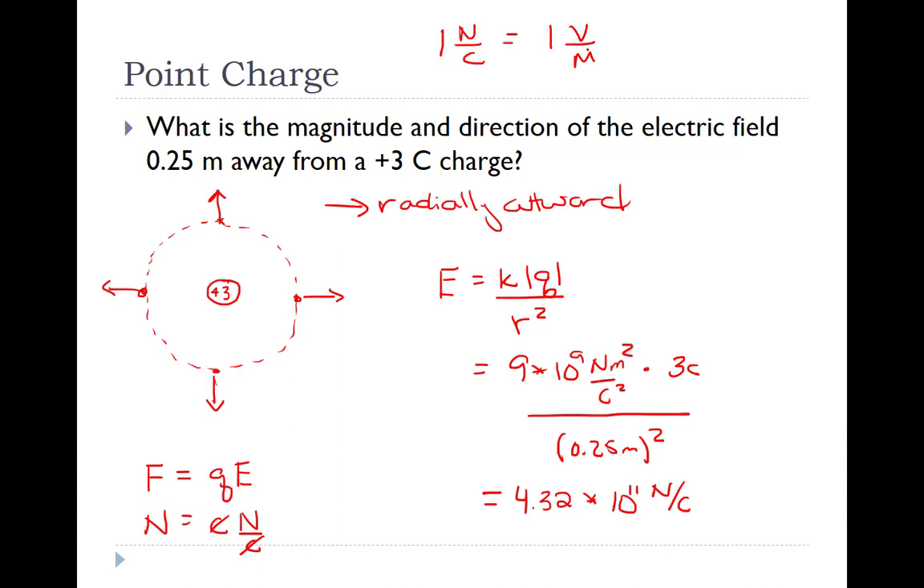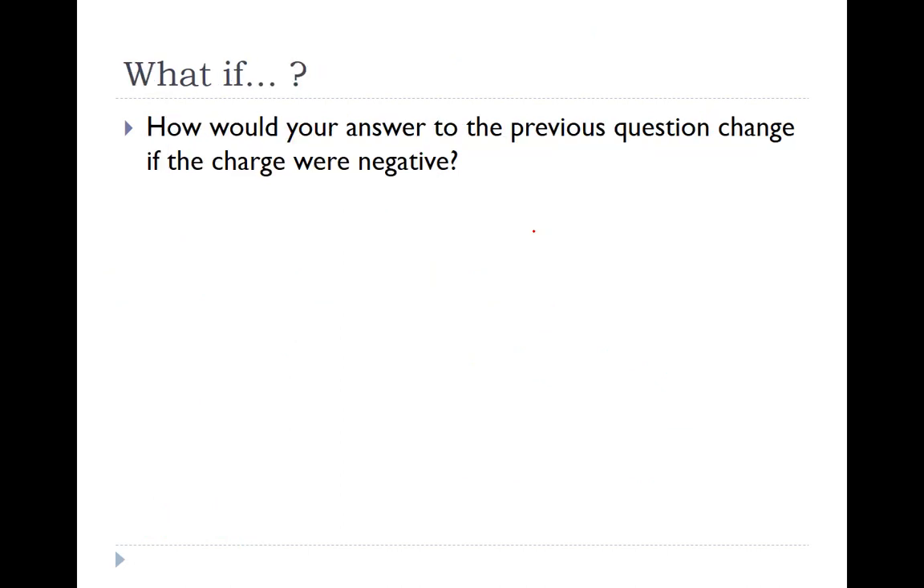Okay, so now back to the example at hand. The electric field has a magnitude of 4.32 times 10 to the 11th newtons per coulomb and points radially outward. Now, what if the charge causing the electric field in the previous question was negative? Well, if I had a negative 3 Coulomb charge and I look 0.25 meters away, now the electric field everywhere will point inward.